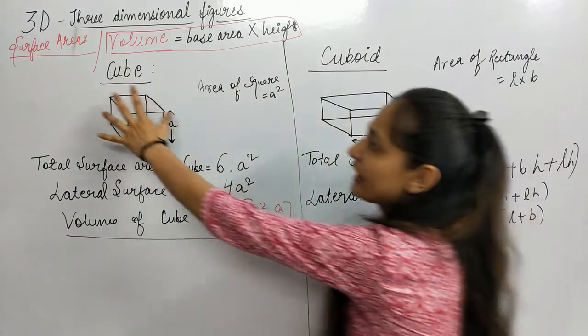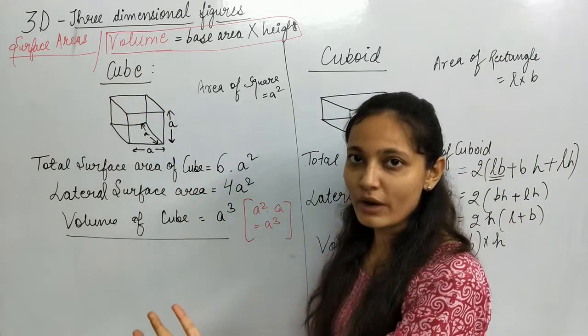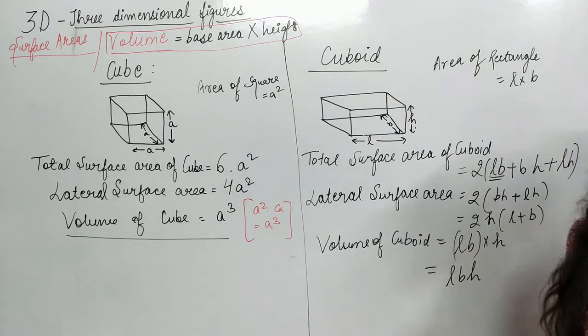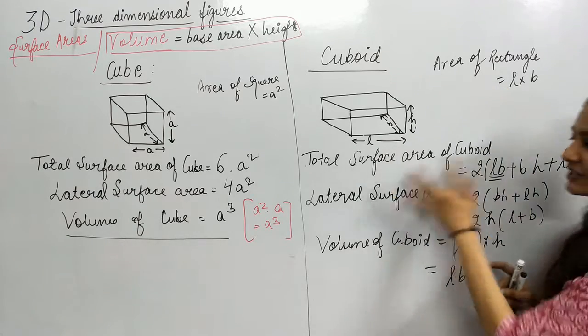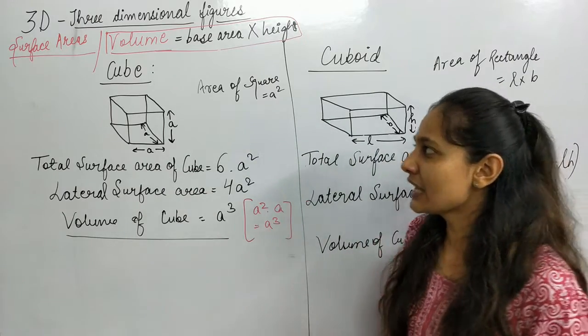In cube we take the basics of square. Okay. Each face of the cube is a square. And in cuboid each face is a rectangle. So we use the rectangle formula and find the total surface area, lateral surface area and the volume of these 3D figures. Now let us see cylinder.